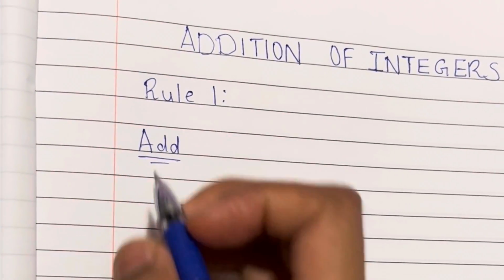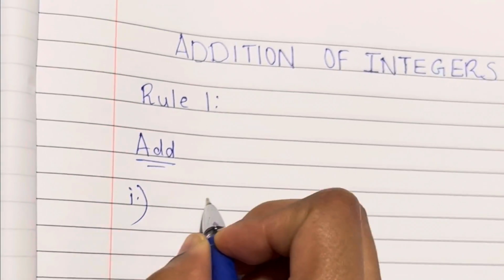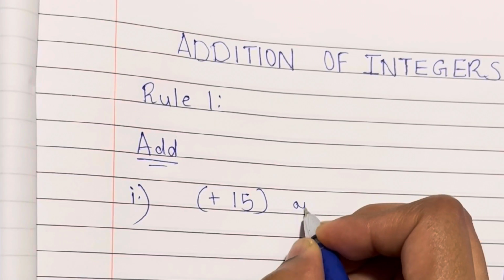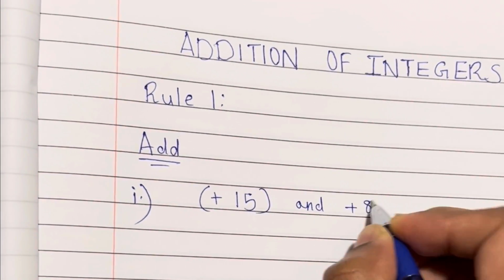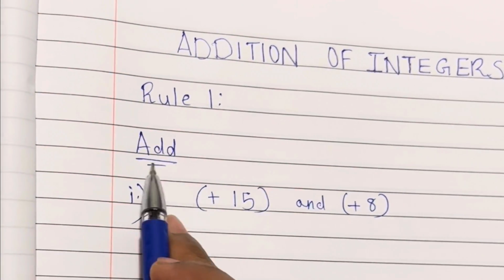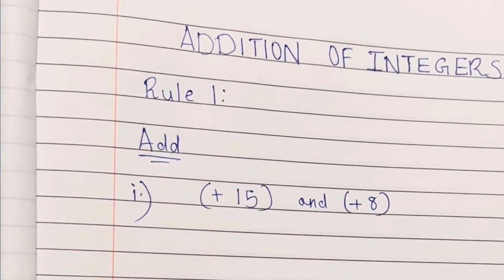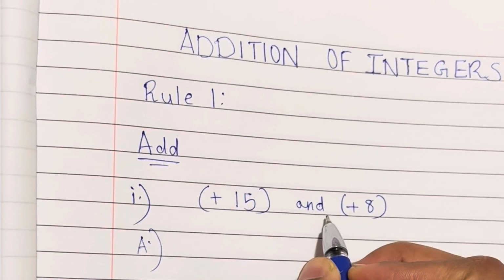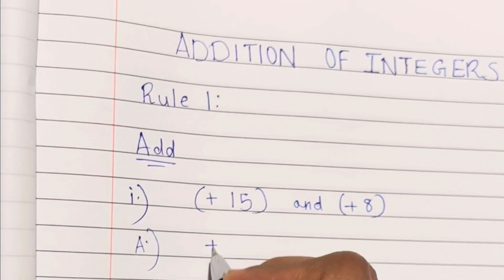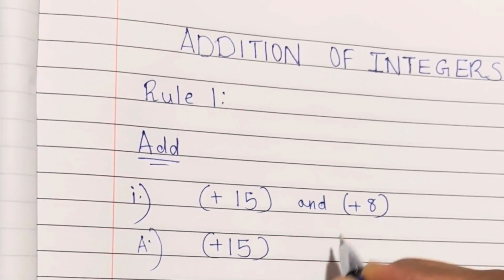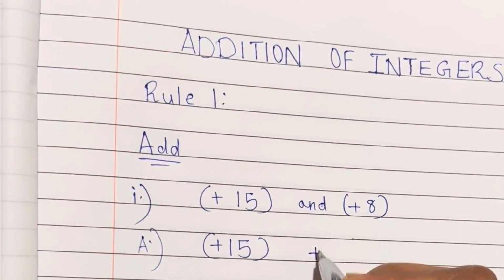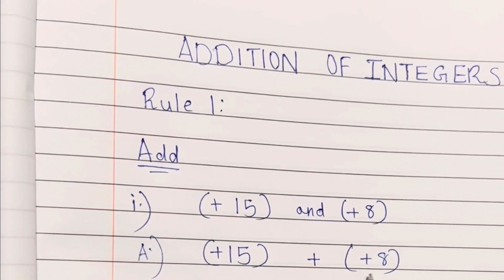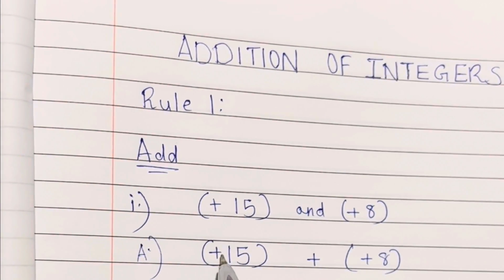We're doing addition here. So, first example, plus 15, this is one integer, and plus 8, which is another integer. We need to add. The operation is add. So the answer, how would it be? And means addition. So this plus 15, we're writing it here, and means addition, so plus 8. That is what we are doing here. Addition of two integers having the same sign.